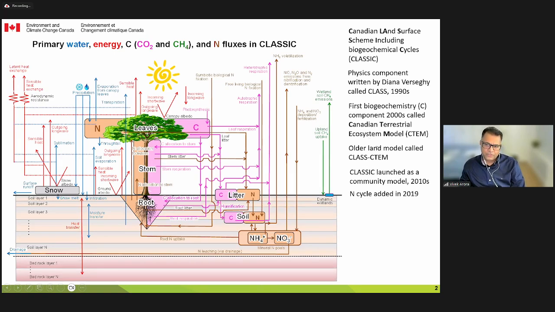And that's why the older version of the model is called Class CTEM. And we transitioned to the name Classic after Dinah retired, because the physics and biogeochemistry are so tightly integrated. Classic was launched as the community model in the 2010s, and we added the nitrogen cycle around 2019. So like I said, the model does energy, water, CO2, methane, and nitrogen fluxes as well.